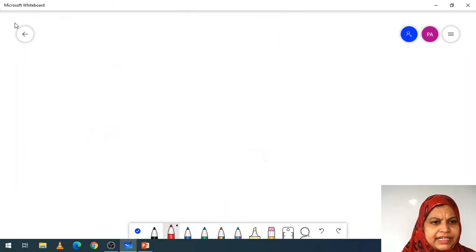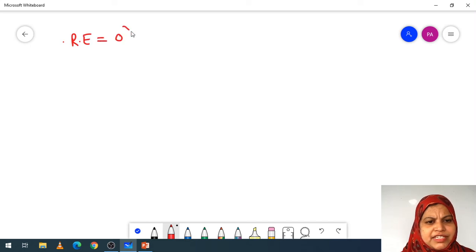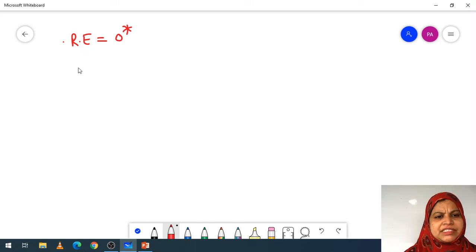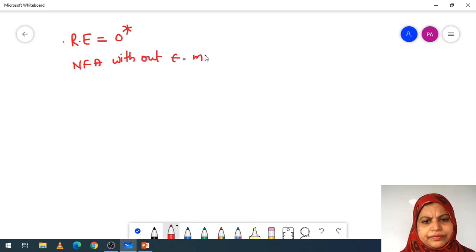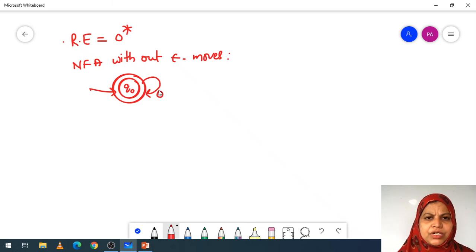Here my regular expression is 0 star. How am I going to convert this regular expression to NFA without epsilon moves? Directly, q naught is the initial state, q1 is the final state, 0. q naught is the initial state, q naught is the final state, 0.